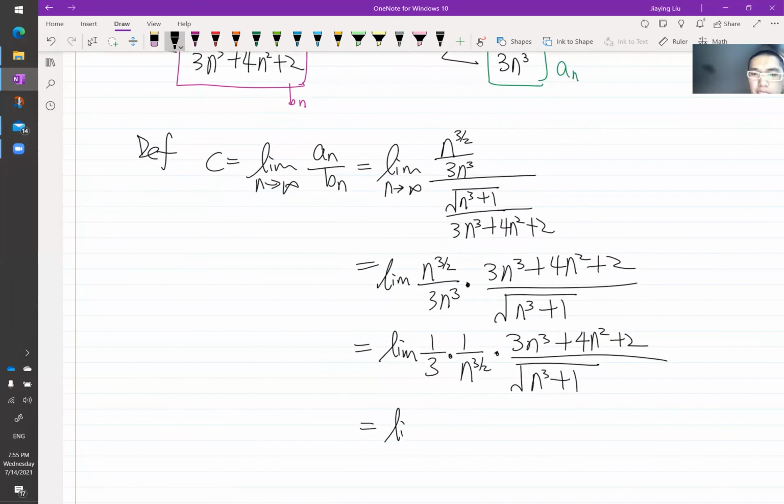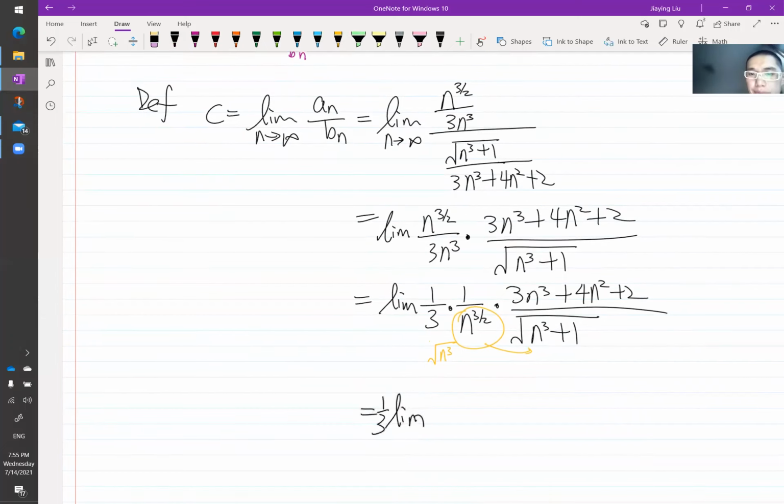So that will be limit 1/3. I'm going to bring it outside because it doesn't matter. The n to the 3/2, I'm going to combine with this. If you rewrite n to the 3/2, that's the square root of n cubed. So if you combine with the square root that's already there, that becomes the square root of n to the 6 plus n cubed. And in the numerator, you get 3n cubed plus 4n squared plus 2.